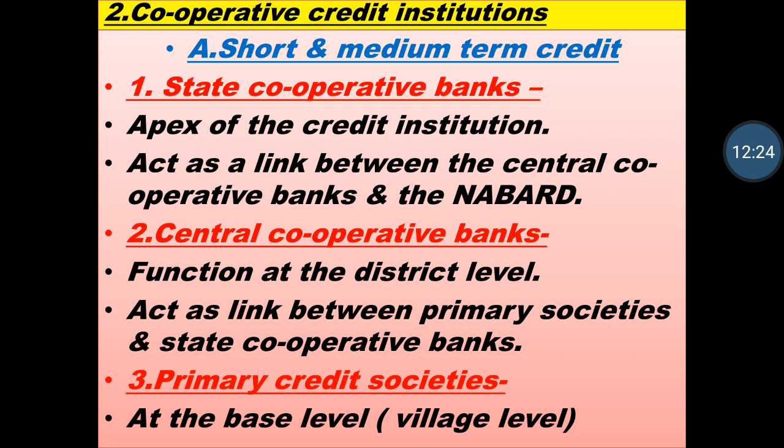Cooperative credit institutions provide loans in two ways: short and medium term, and long term. Short and medium term credit is classified into three categories: state, central and primary. The State Cooperative Bank is the apex, meaning the head of the credit institution in this. Then the State Cooperative Bank works as a link between the central cooperative and NABARD.